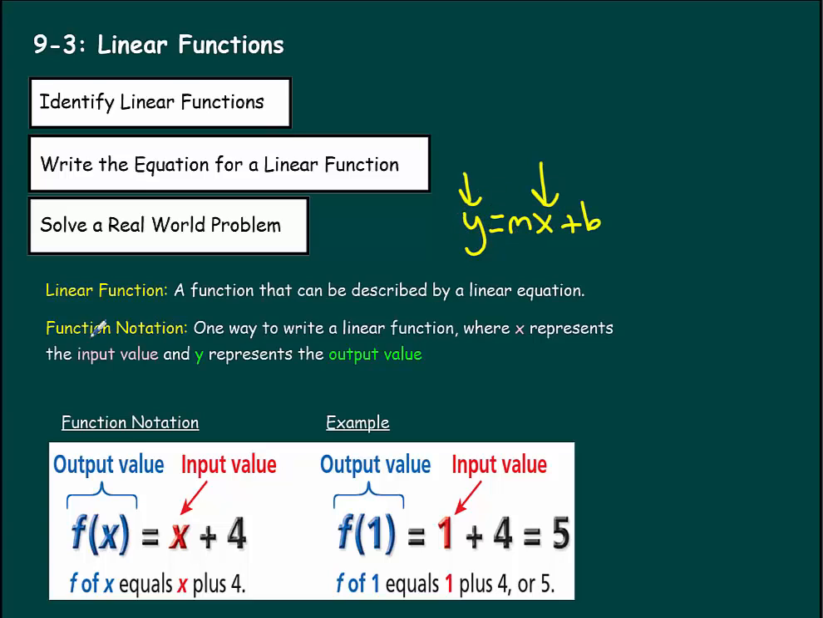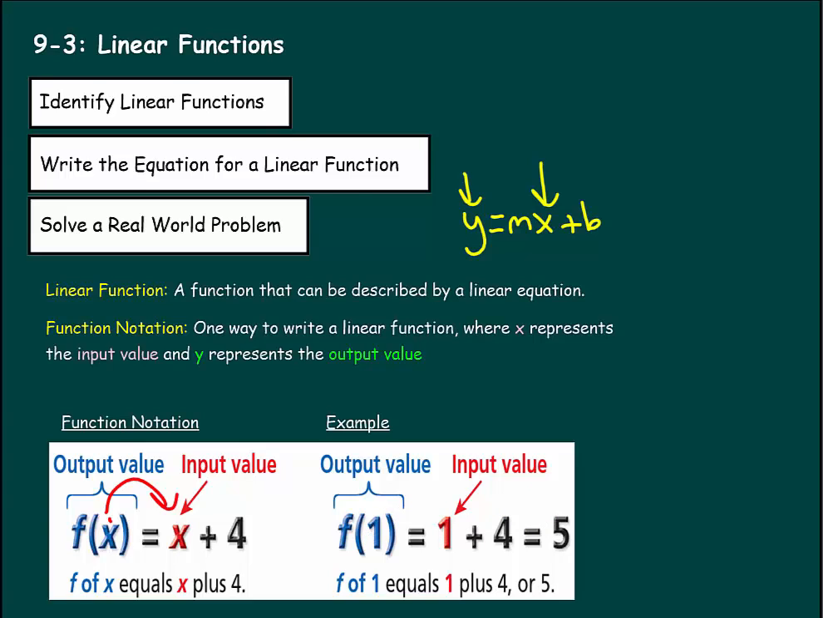We're going to be learning about function notation today. That's one way to write a linear function, where x represents the input value and y represents the output value. So this is one way of writing it here. We have our output value on the left, f of x equals x plus 4. So if we use an example, when x is 1, we would put 1 for the input value, which would be 1 plus 4, which equals 5.